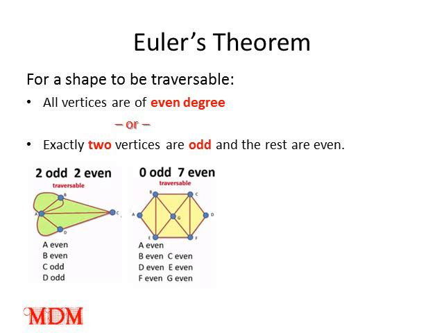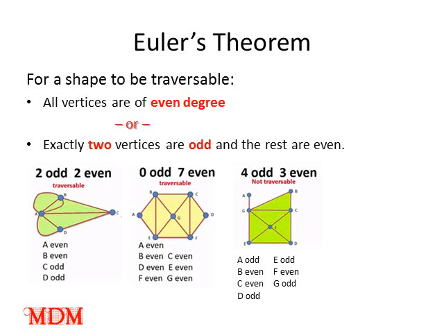Let's look at the second one. We said it was traversable. Notice that it also fits with Euler's theorem. Each of the vertices in this diagram is even. And so we know that it is traversable. All of the vertices are of even degree.